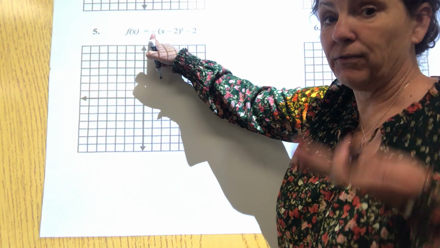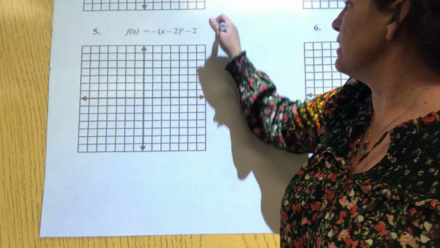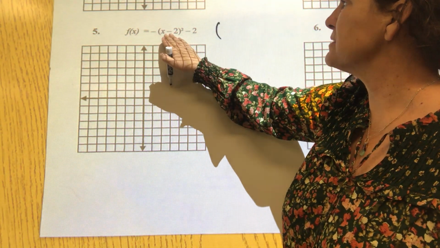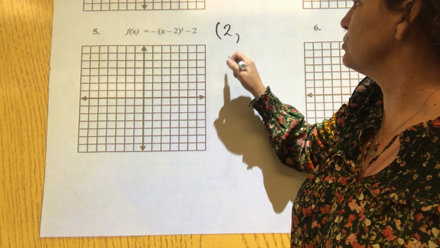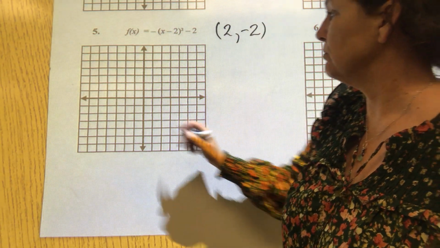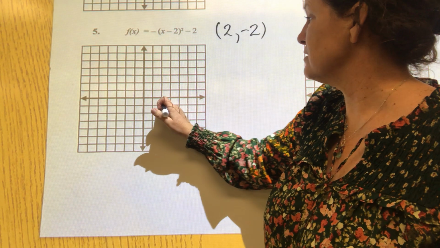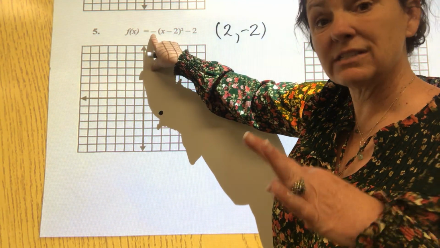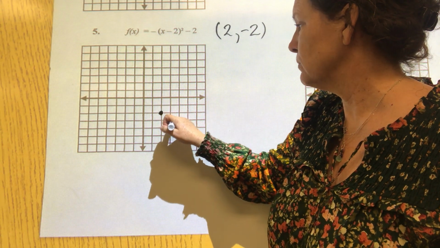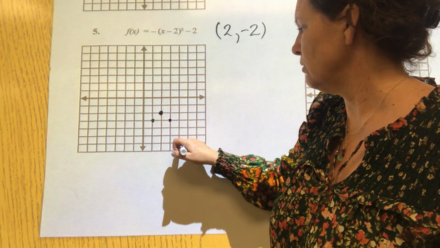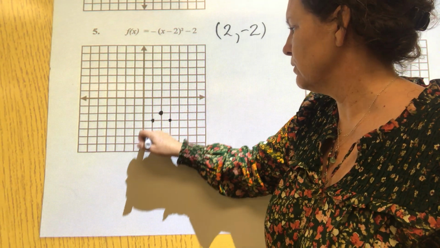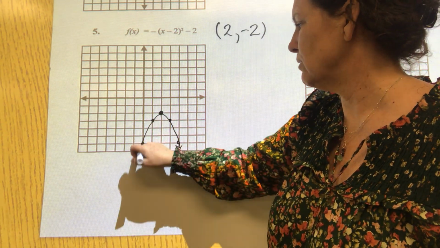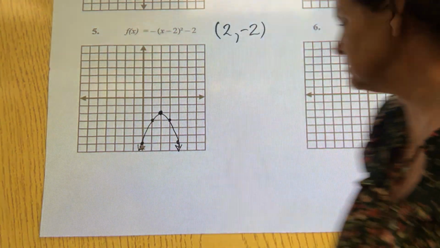That negative tells me flip it over that x-axis. And then my new vertex is going to be the opposite of what I see here. So that's positive 2, negative 2. So from the origin, we're going to go positive 2 and down 2. Cool. And then we're going to flip it. So the same pattern, 1, 1, 1, 1, 2, 4, 2, 4. Look at us go. Cool beans.